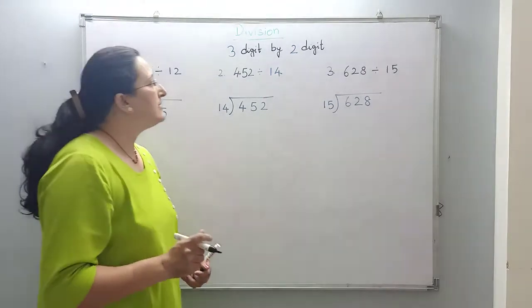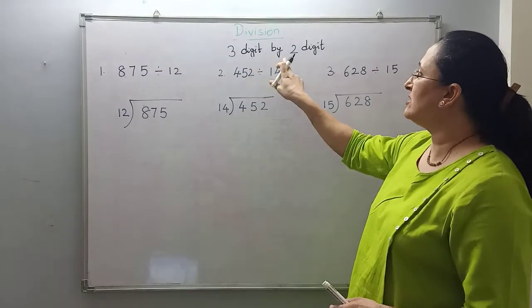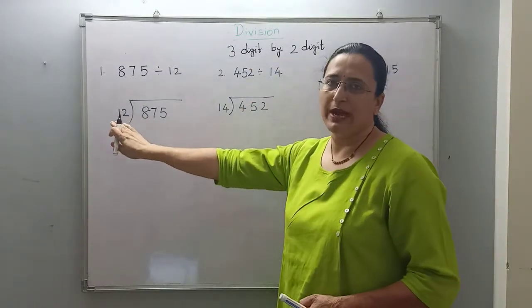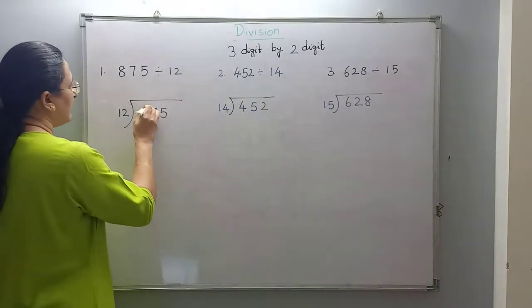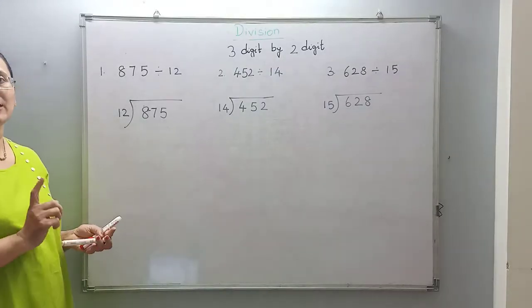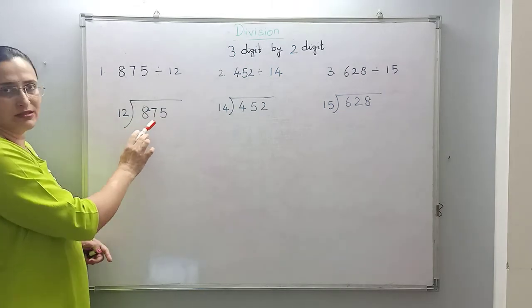Okay, let us start now with the next subtopic, and that is 3 digit by 2 digit. So we are going to now divide 3 digit numbers by 2 digit numbers. Now, when we are going to divide 3 digit numbers by 2 digit numbers, the first thing you have to keep in mind is you have to divide 2 digits together.